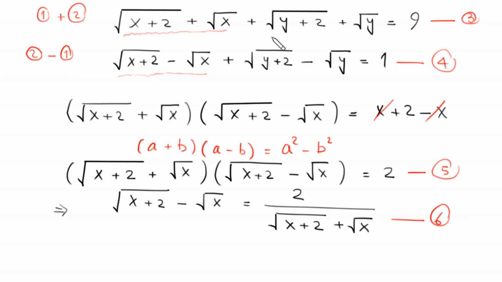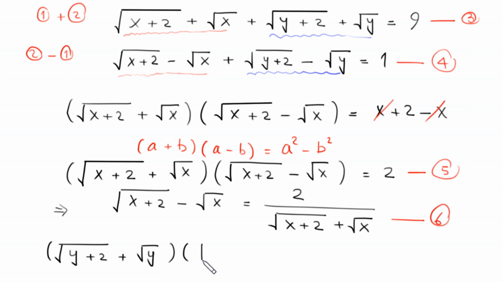We multiply the expression √(y+2) + √y by the expression √(y+2) - √y. By using the same algebraic identity we get 2. Let's call this equation number 7.